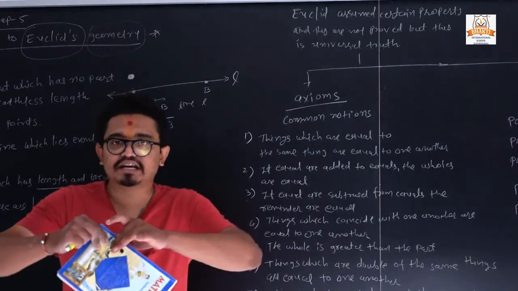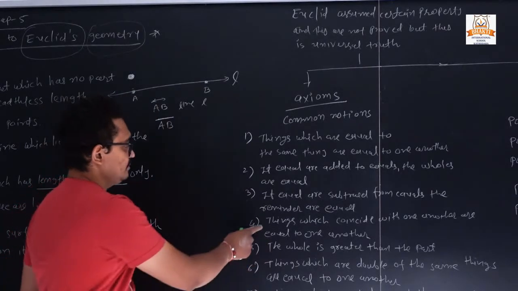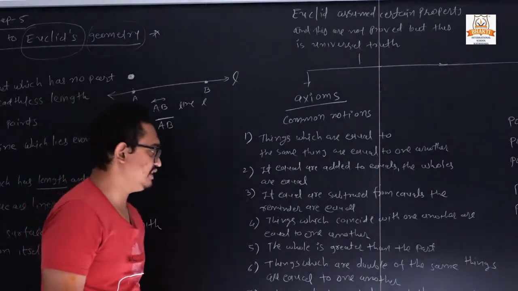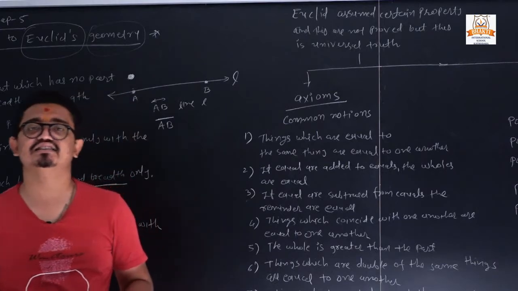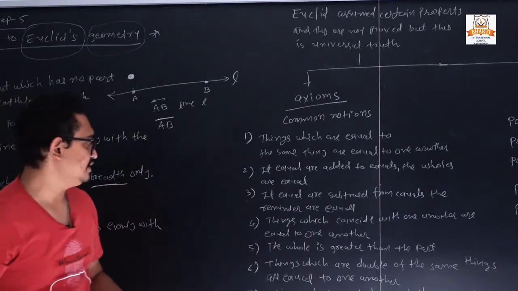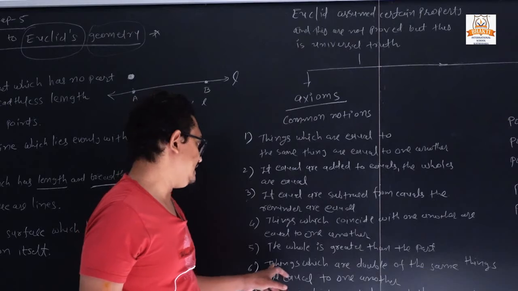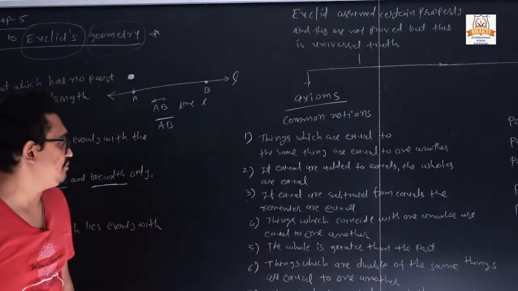So it means what? Equal are divided into the two equal parts. Then fourth, things which are coincide with one another are equal to one another. So it means if both shapes are the same, we can declare that both are equal. Fifth, the whole is greater than the part. Clear? So all things are greater than that part.